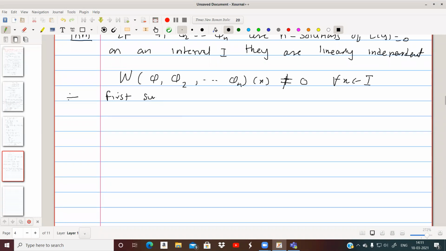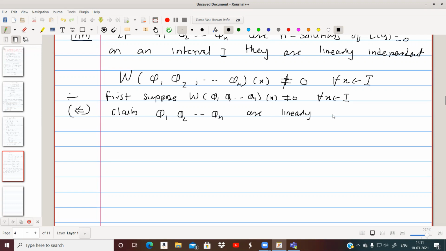First, suppose the Wronskian of phi 1, phi 2 and phi n at x is not equal to 0 for every x in I. So the converse part we are assuming. We want to show that phi 1, phi 2, phi n are linearly independent.